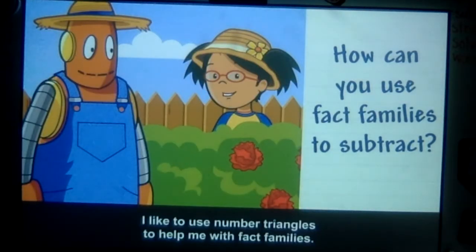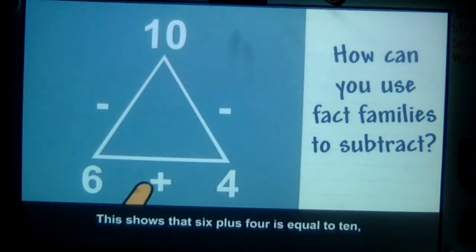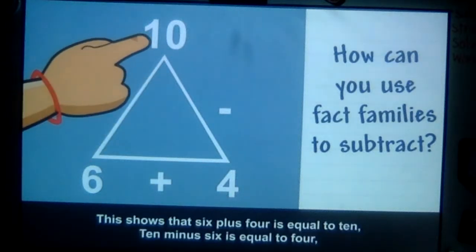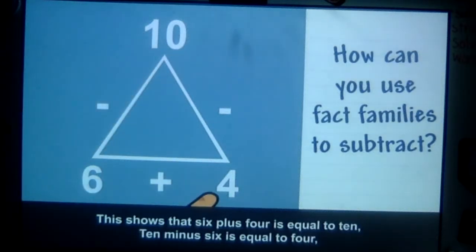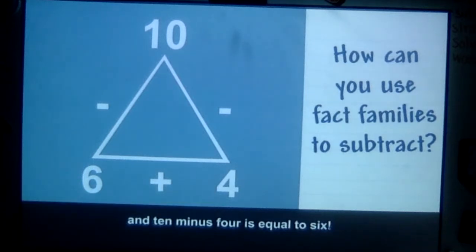I like to use number triangles to help me with fact families. This shows that 6 plus 4 is equal to 10, 10 minus 6 is equal to 4, and 10 minus 4 is equal to 6.